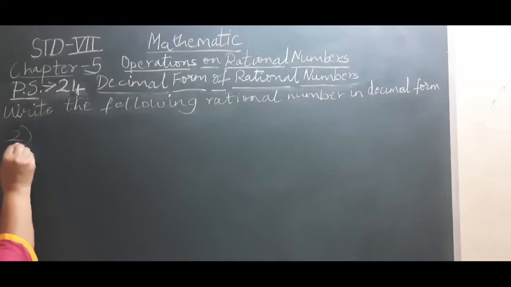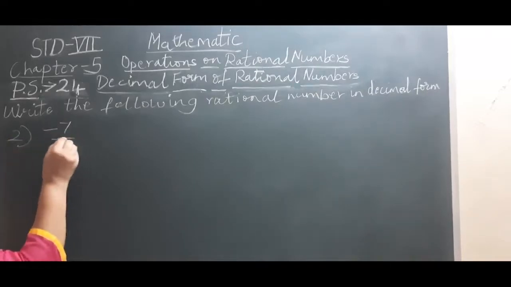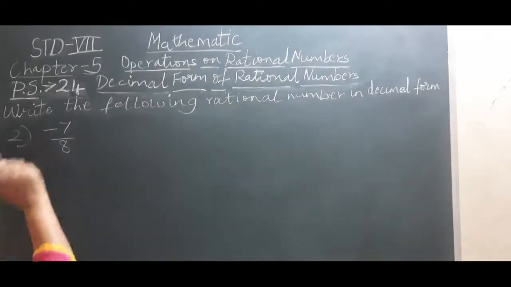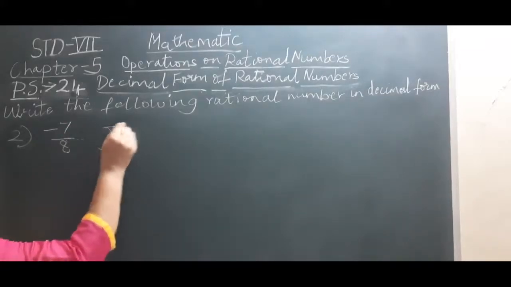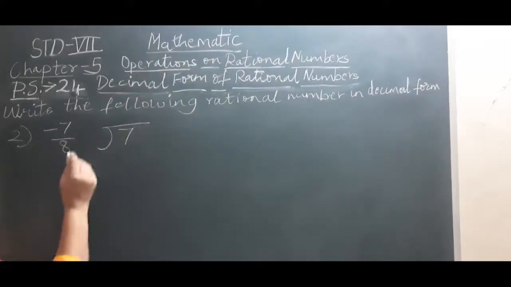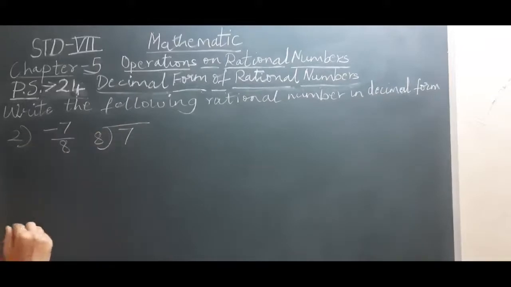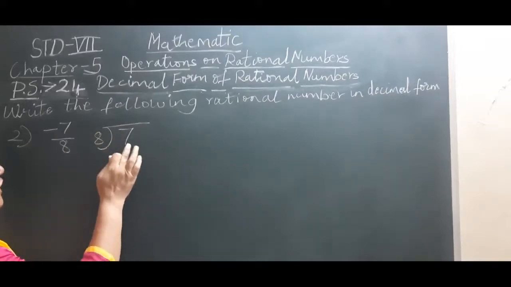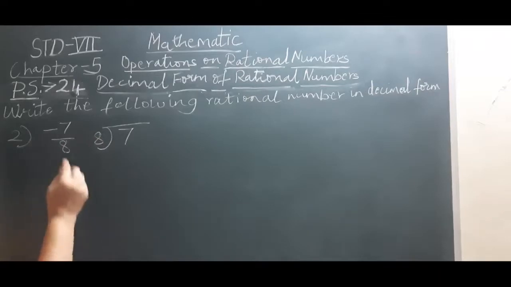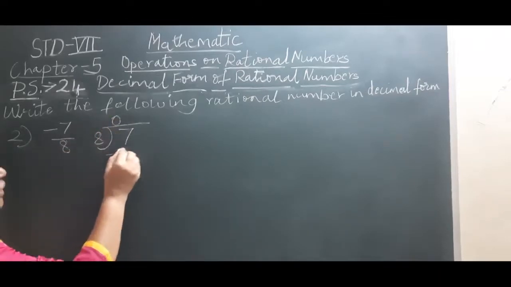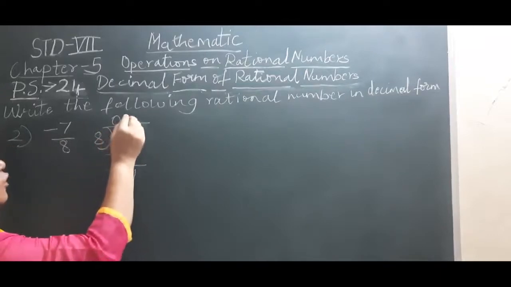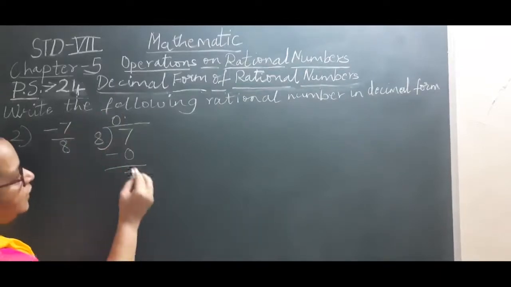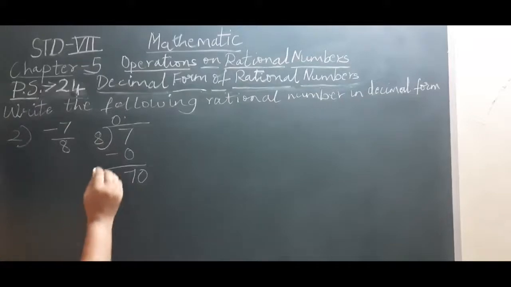Let's see the second one. The fraction given is minus 7 by 8. Leave the minus sign here itself. And first we will see the fraction 7 by 8. So take 7 inside, 8 outside. Now we are going to divide 7 by 8. We can't do it. So we'll take a 0 here. 7 will come as it is. Now we'll put a decimal.